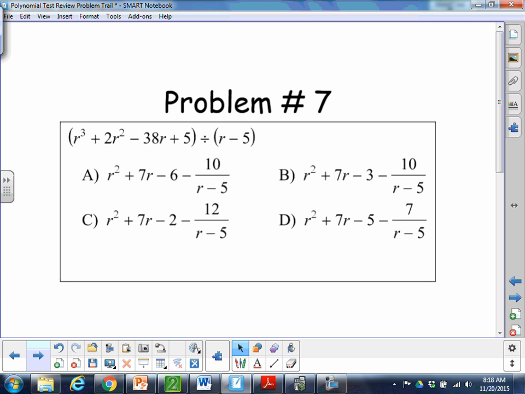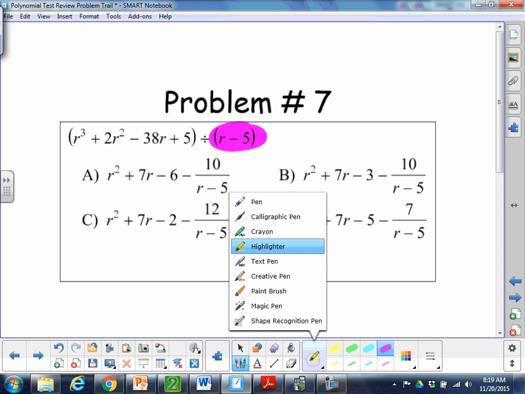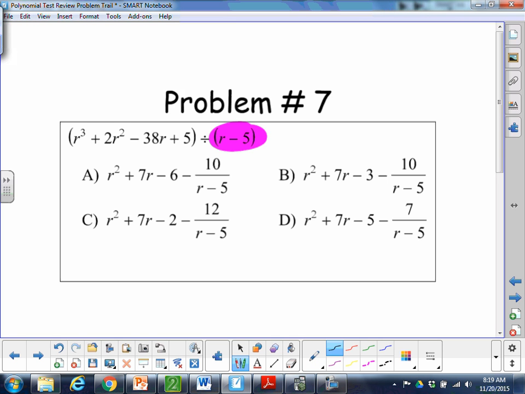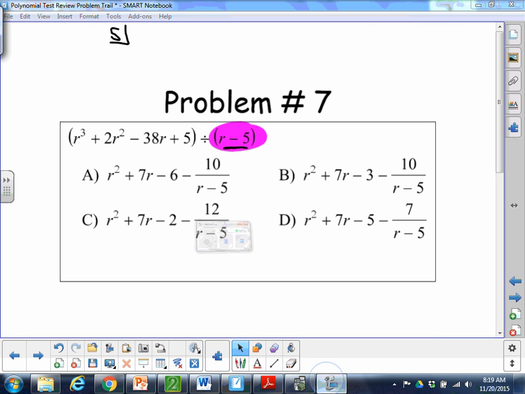Okay, number 7, straight division problem. This one is nice because we are just dividing by a binomial. The thing we're dividing by is just a binomial. It's a linear binomial, right? There's no exponents in there. So we can do straight synthetic division for this one. So since we're dividing by r minus 5, we actually want to use a positive 5. And I'm going to set up my coefficients, and we will do the division.